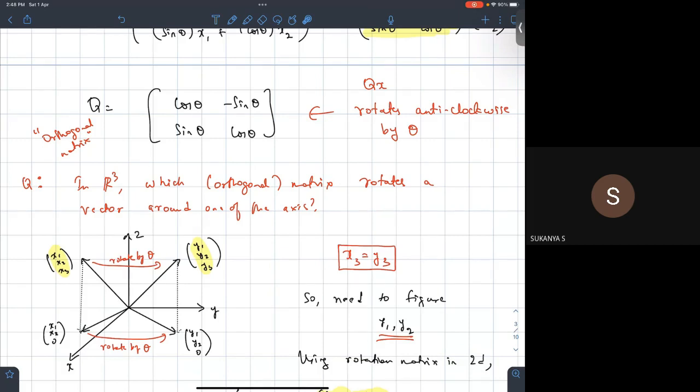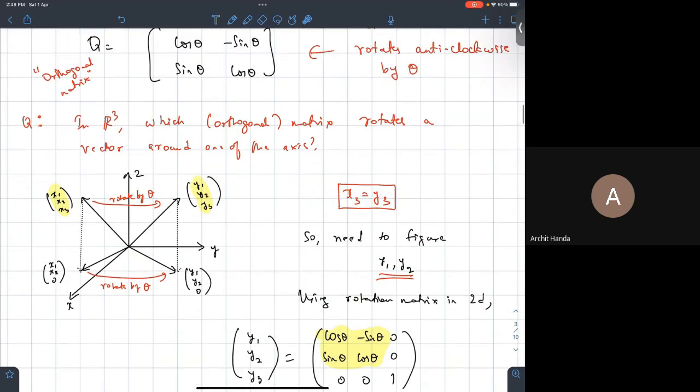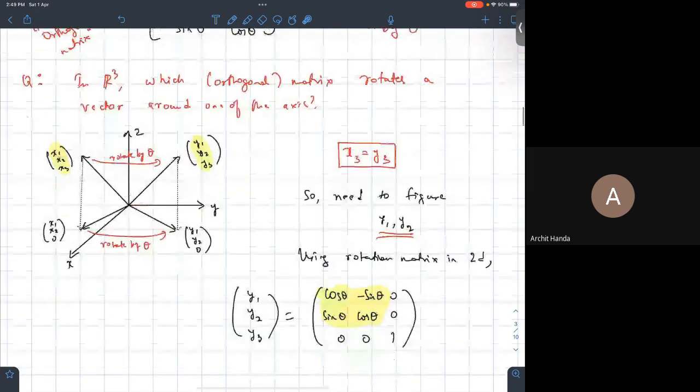Are people able to follow the train of argument so far? Make the last row and last column 0. Yeah, so the point is Z will remain unchanged. It's not about Schur's theorem. The point is my requirement is to rotate around the Z axis, not any rotation, but rotation around the Z axis, which just means that x3 is going to remain the same.